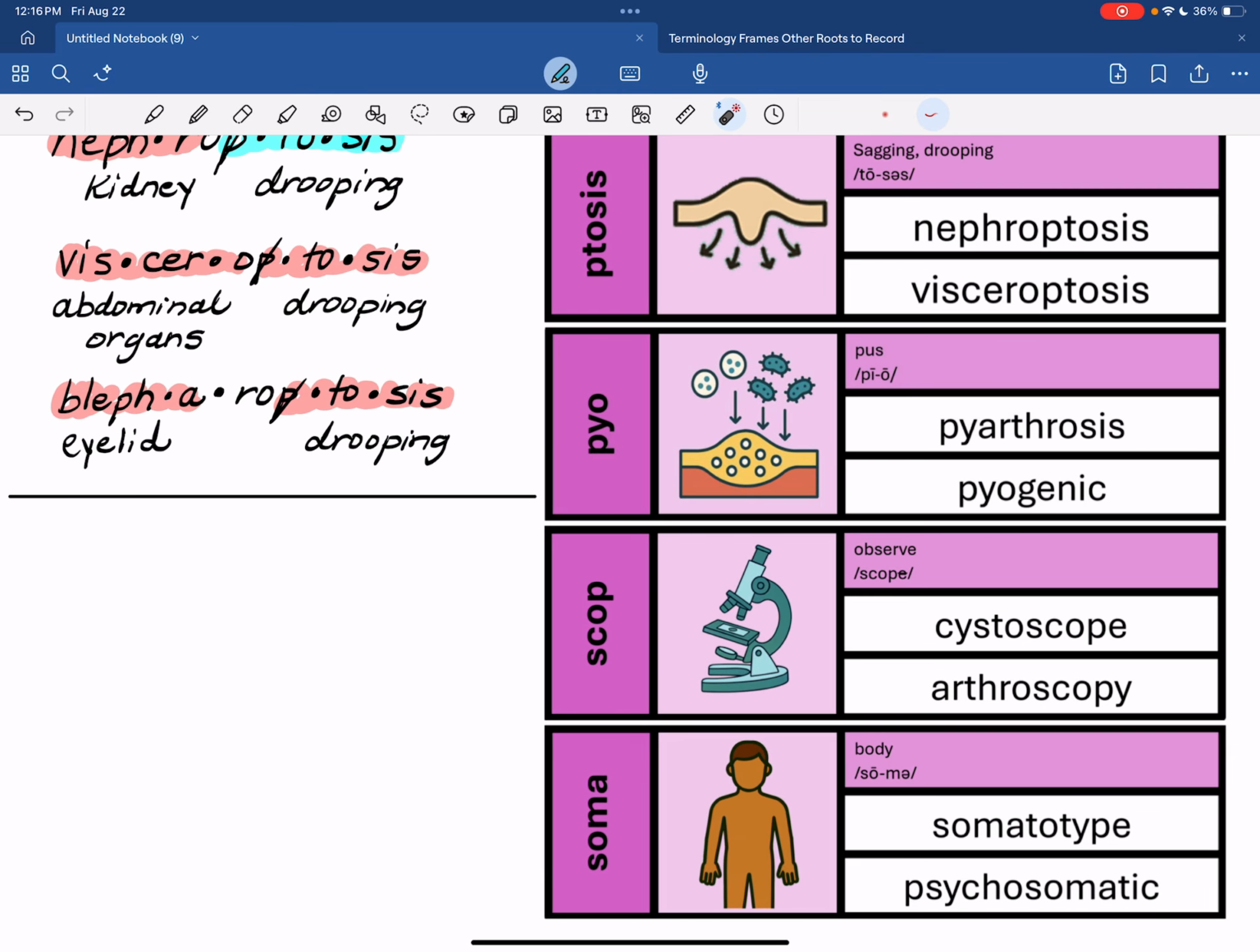Okay, the first one is pyarthrosis. I'm going to have to look this one up because I am honestly not sure exactly what it means. We can break it down. We can get pretty close, but let's see what we can come up with. So we know pio is pus, arthro is joint, and osis is a condition. So this is something to do with pus inside a joint.